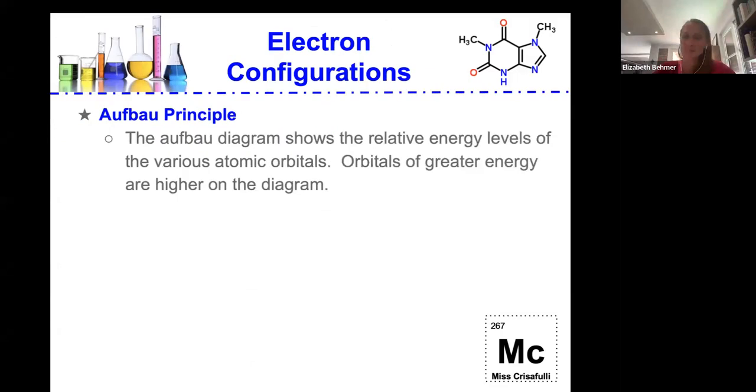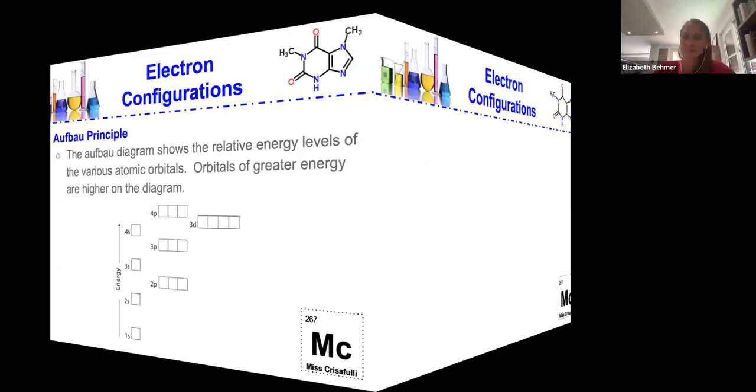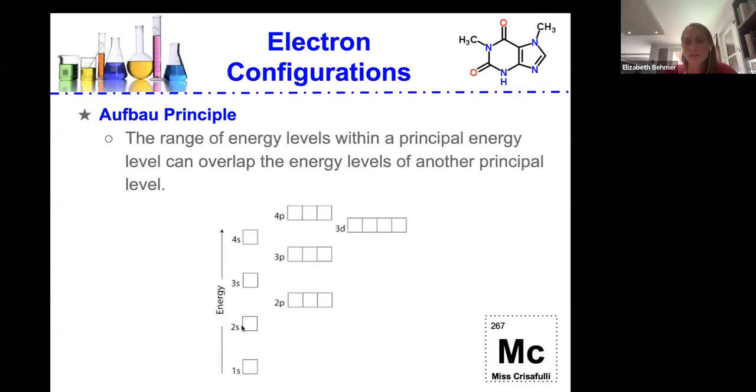The diagram shows the energy levels of the various atomic orbitals, and orbitals of greater energy are higher up on the diagram. As you can see here, the range of energy levels within a principal energy level can slightly overlap the energy levels of another principal level. So for example, the 2s, the 2p is slightly higher, and 3s, 3p, 3d is overlapping with the fourth principal energy level.